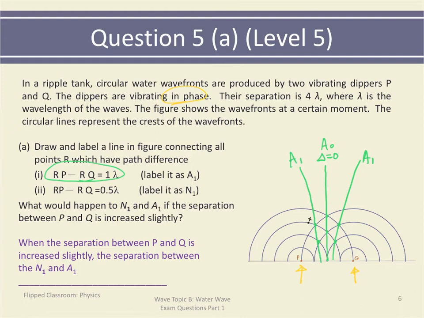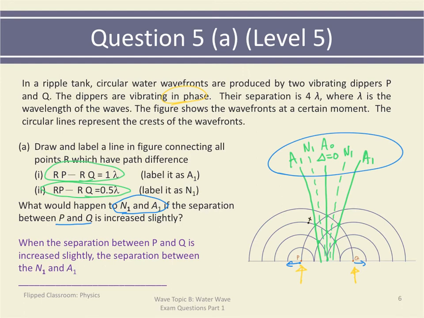Now we need to draw the line which has path difference 0.5 lambda, which is between A0 and A1. And I draw here, this is N1. Now you're asked to describe what happens to the lines N1 and A1 if the separation between P and Q is increased. That means I move P and Q slightly outward. Then these lines will be closer together. So the separation between N1 and A1 will decrease.